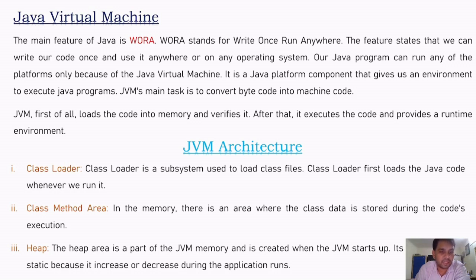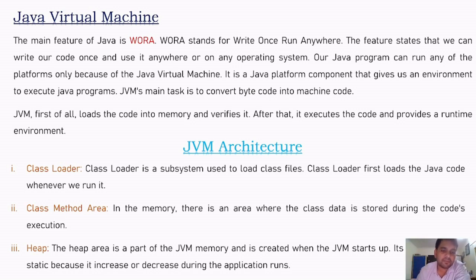Then comes the class method area. In the memory, there is an area where the class data is stored during the code's execution. So when you are running a Java program, initially the class loader plays a very important role. It loads the class files and verifies them. Once the class files are loaded, it verifies whether you have entered the correct code or not. Then the entire memory is not going to be used. If you are executing a program where you only print or do some mathematical calculation, only that part of the memory will be used and the code will be executed.